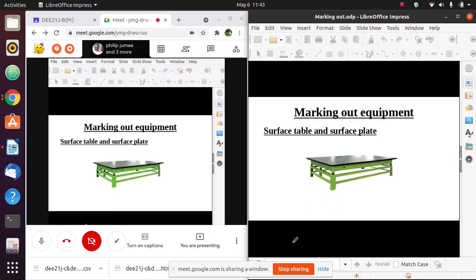Now, what are some of the instruments or equipment that we use to draw lines or to transfer designs onto our workpiece? The first and the most important one is a surface table. A surface table is usually made from cast iron, but we have some that are made of granite and other materials. But the common one that you'll find in the workshop is usually made from cast iron.